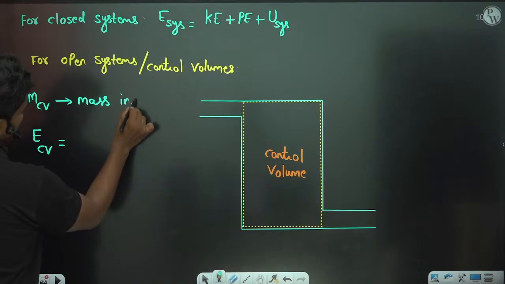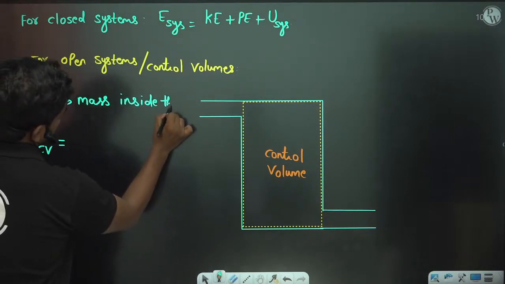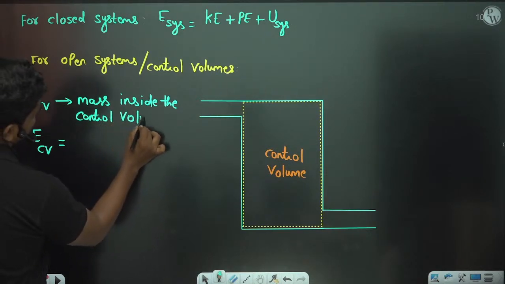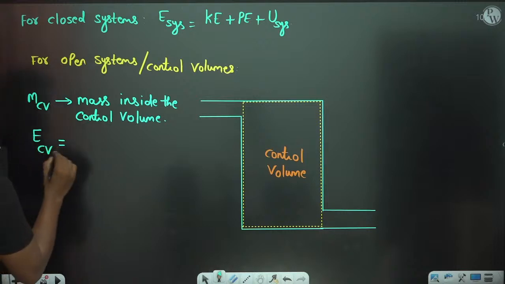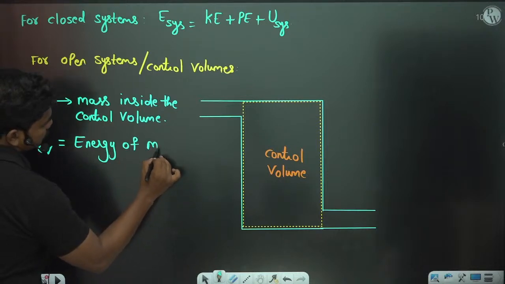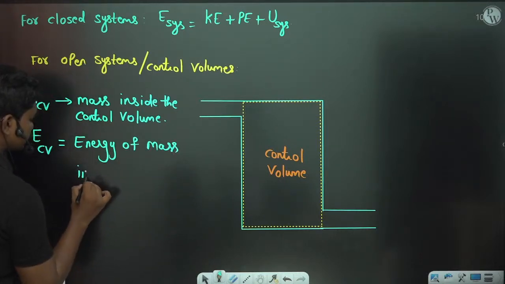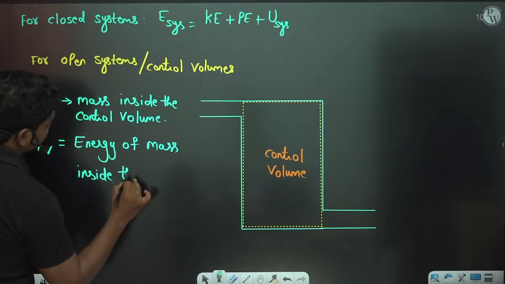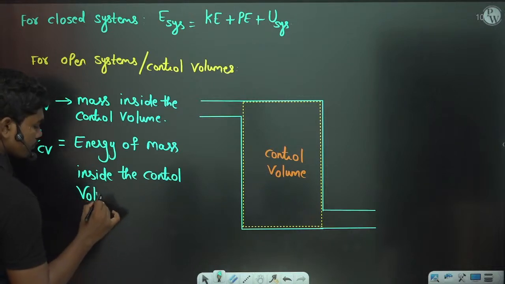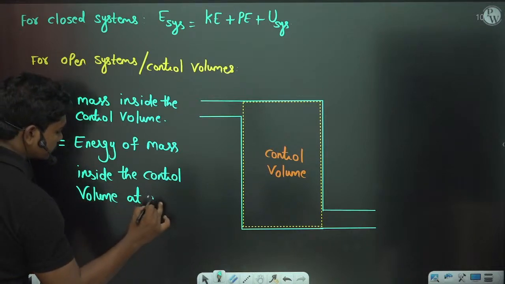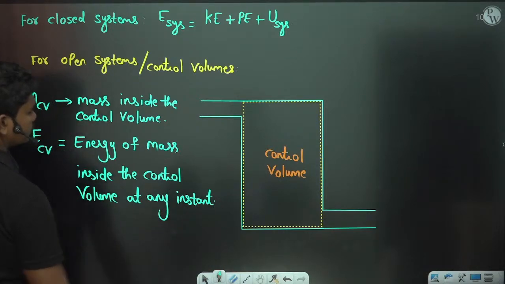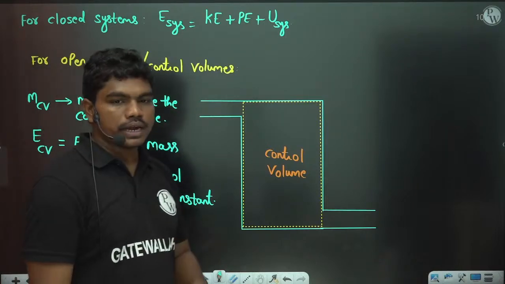Mass inside the control volume. And when you are writing energy of the control volume, this is nothing but the energy of the mass inside the control volume at any instant.